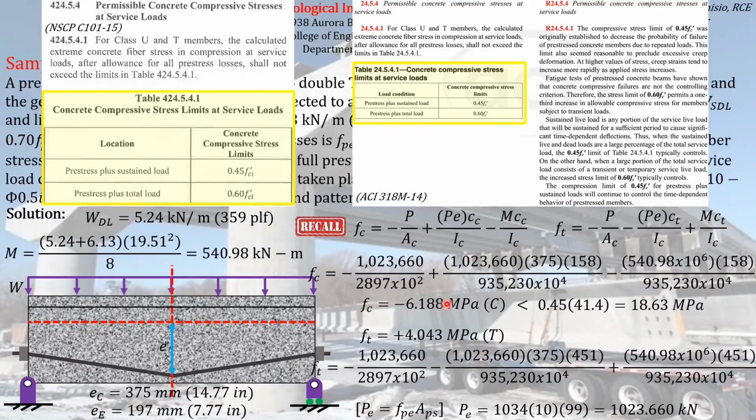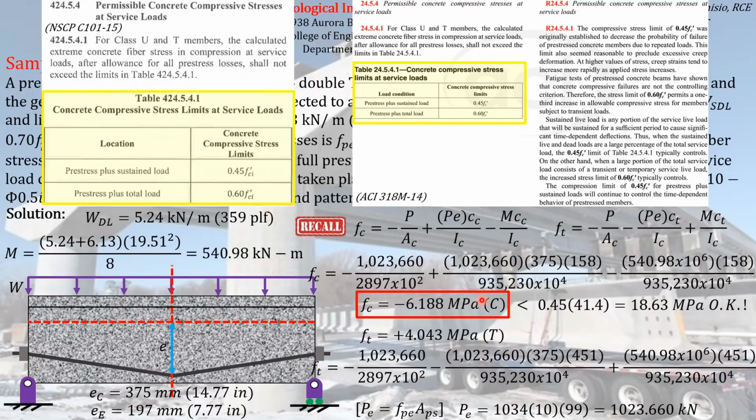pre-compressed extreme fiber. So therefore, since that magnitude is equal to the maximum permissible compressive stress stated in section 24.5.4.1, or if you will refer to NSCP, section 424.5.4.1, therefore, the stress that we've computed here is okay. So therefore, we can accept it as the final answer.